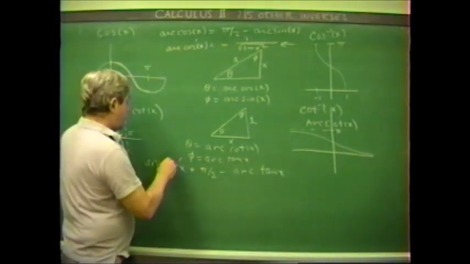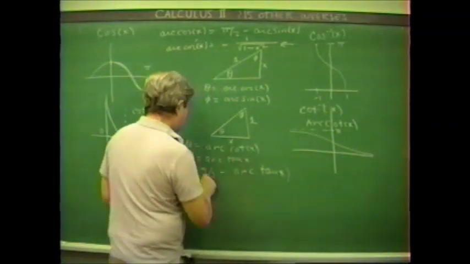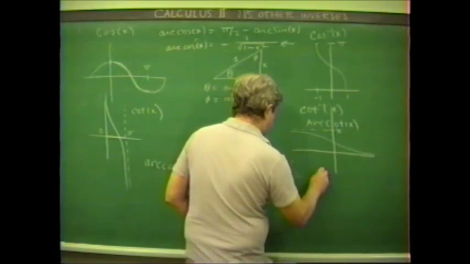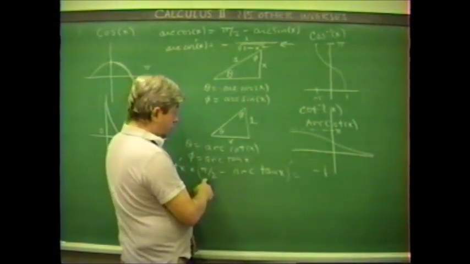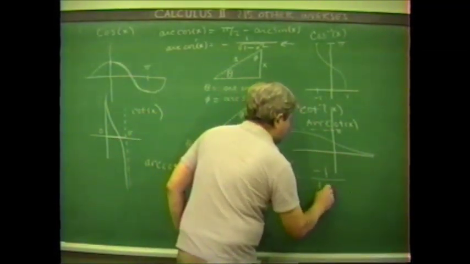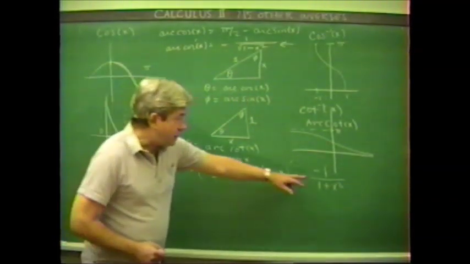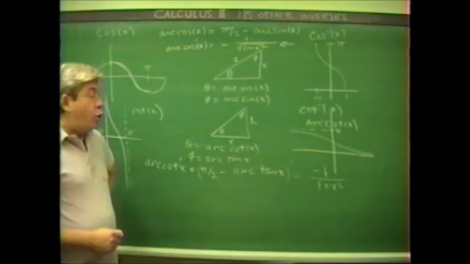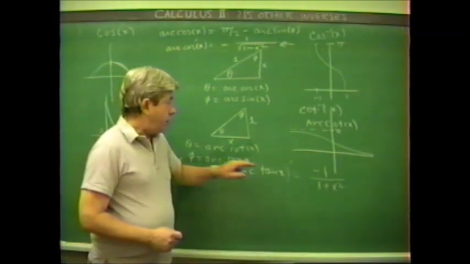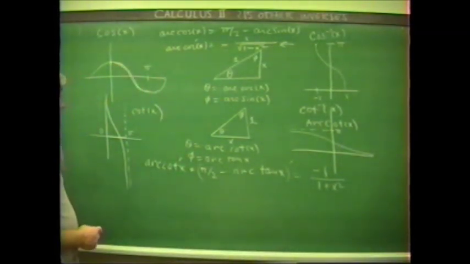And moreover, the derivative of this is going to be the derivative of pi over 2, which is 0, minus 1 over 1 plus x squared. So you don't get anything new in terms of antiderivatives either. You can take the antiderivative of 1 over 1 plus x squared using the arc tangent. So there's nothing new there particularly either.